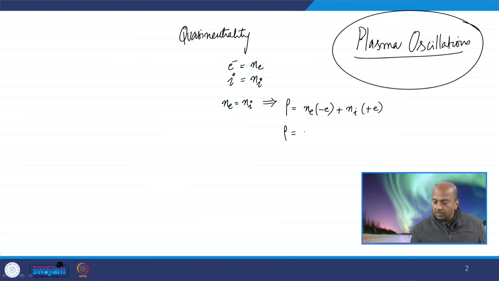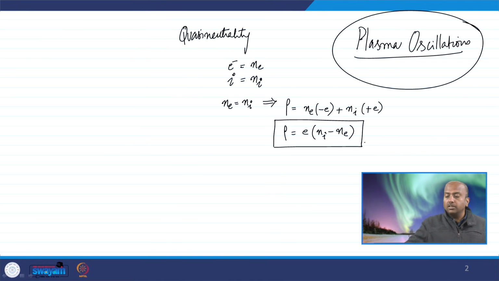But rho can be written as e times (Ni minus Ne). What is this? Rho is the charge density, N is the number of electrons or ions per unit volume, e is the charge of an electron. So the total charge that can be present per unit volume is equal to the difference between the number of ions and electrons multiplied by the charge. Let us call it e times delta N. This is on the macroscopic scale, looking at the entire plasma.